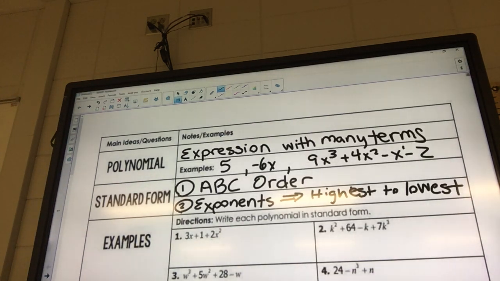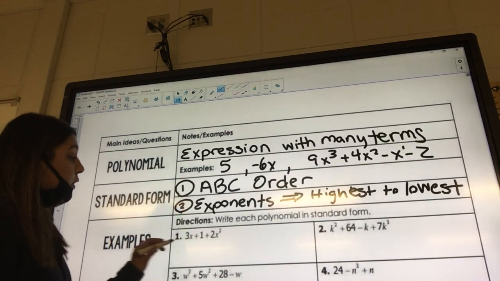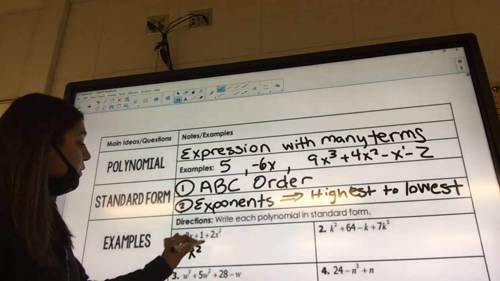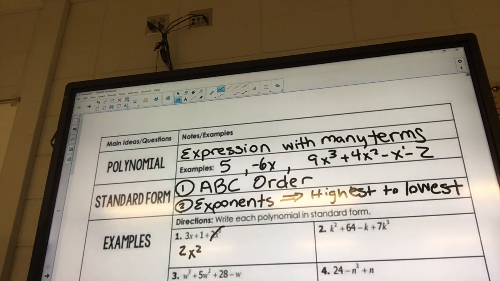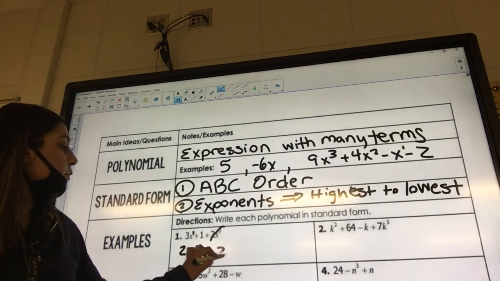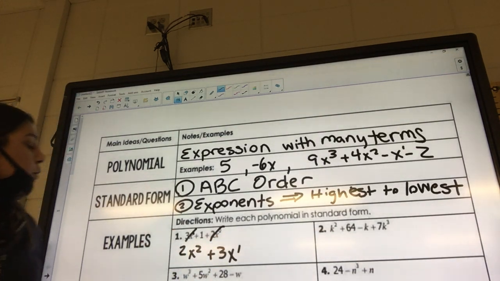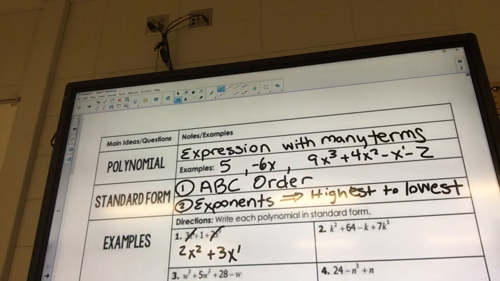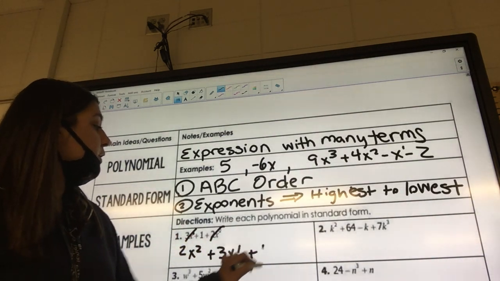Okay, in standard form. So what is your highest exponent for number 1? 2. Okay, the squared. This is what we're looking at, the baby numbers. So you're going to write 2x squared comes first. We've used it, so cross it off. What's the next highest exponent? 1. The one with just the x. Okay, so you're going to say plus 3x to the 1. What's the next highest exponent? None. Okay, it's the one that has just a number by itself, so plus 1.